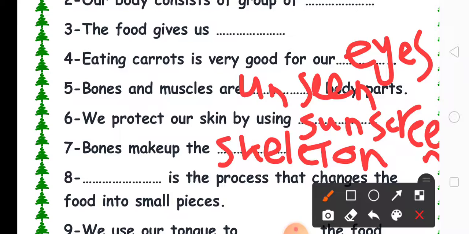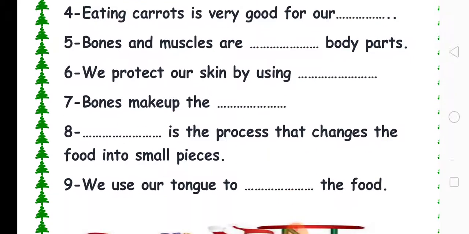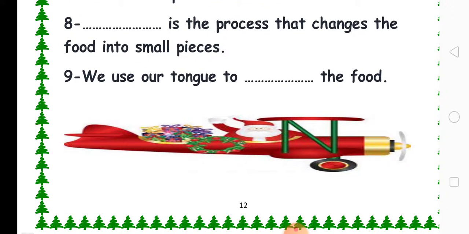Which is the process that changes the food into small pieces? Yes, I said to change the food into small pieces. What will happen inside our body? The digestion process. So digestion means changing the food into small pieces. Number 9, we use our tongue to, yes, taste the food.